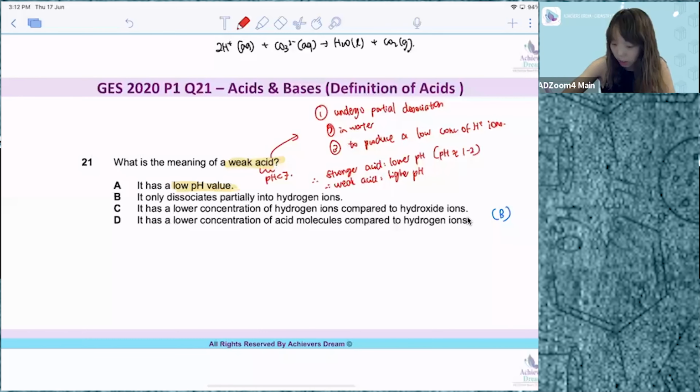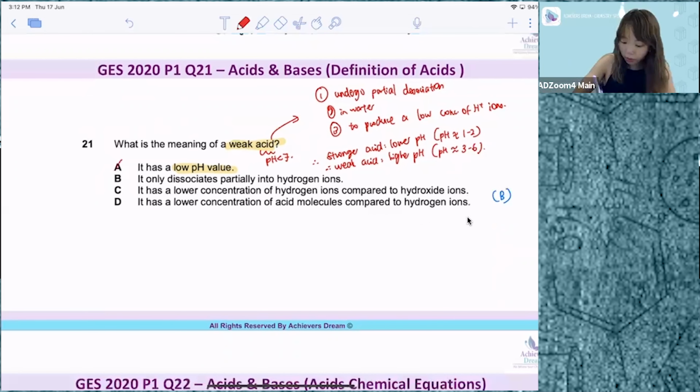Okay, but still lower than 7. So the range would be about 3 to 6. So your weak acid, it would have a relatively higher pH value as compared to a stronger acid. So I'll cross out option A.